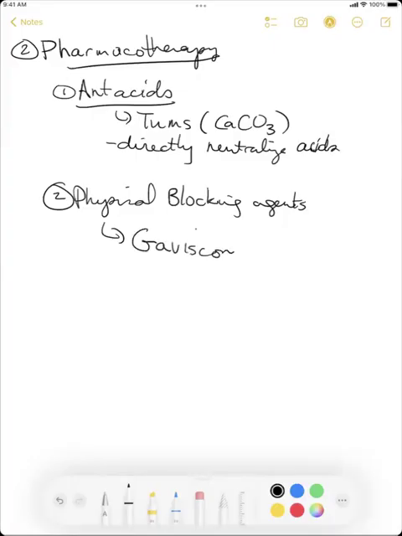If you look at the actual logo of Gaviscon, it's literally a person taking their hand and pushing the contents of their stomach down so that it doesn't burn their esophagus. It's fantastic marketing. So essentially what'll happen is that you'll have this.